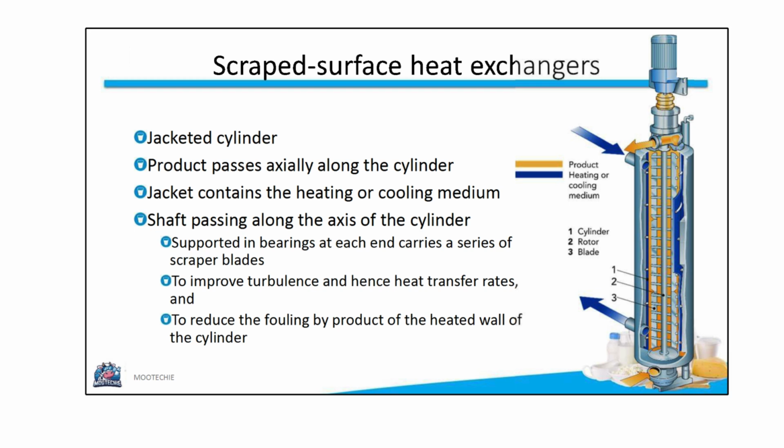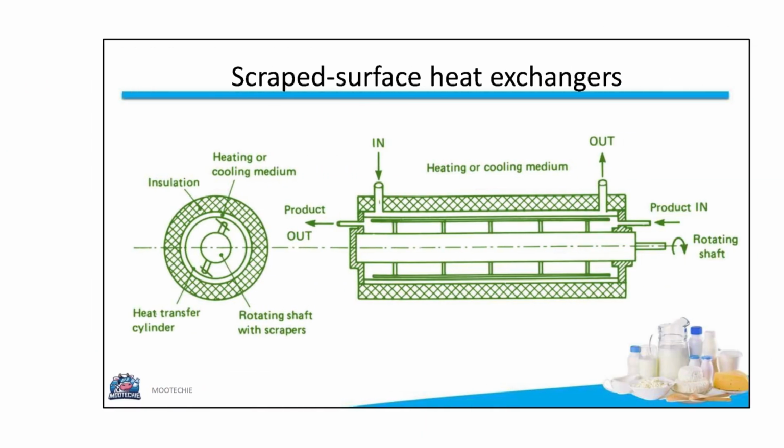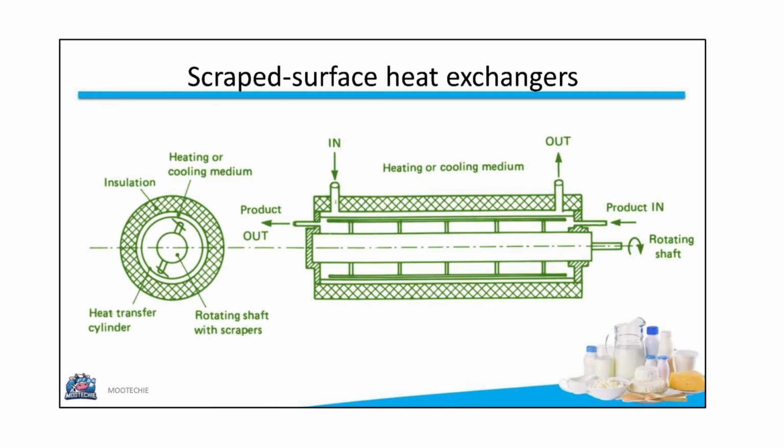These consist of a jacketed cylinder. The product passes along the cylinder, while the jacket contains the heating or cooling medium. A shaft with scraper blades rotates inside. The blades improve turbulence for better heat transfer and reduce fouling on the cylinder wall. The design shows the product and heating medium flowing. The key parts are the cylinder, the rotor, and the blades.